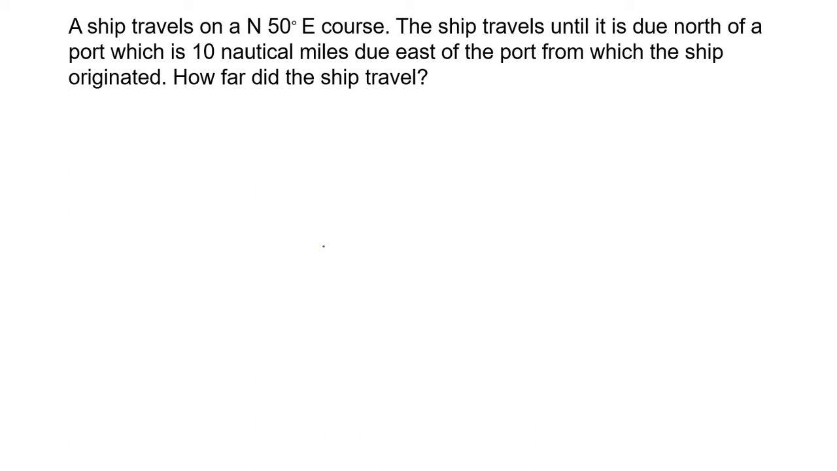A ship travels on a north 50-degree east course. Okay, so let's just kind of picture that. So here's my dotted line. Let's just start here in the middle. A ship travels on a north 50-degree east course. So that means it's doing something like that, right? And that is a 50-degree angle from due north. It travels until it's due north of a port, which is 10 nautical miles due east. So let's draw this.